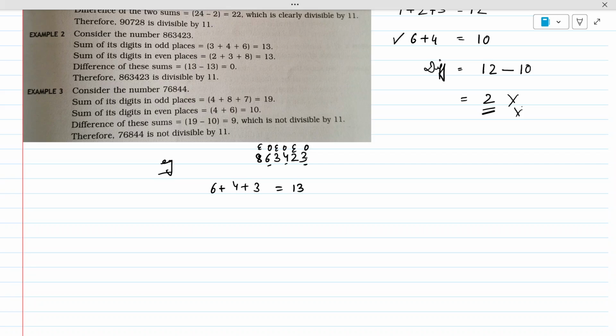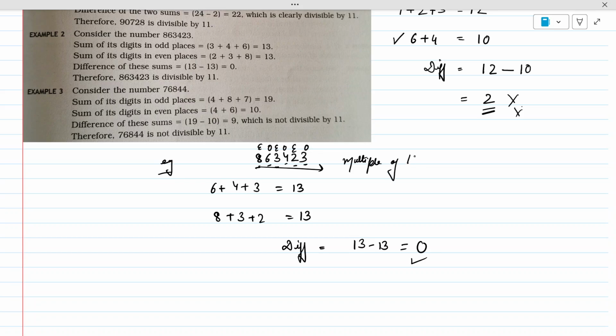And now we are going to find the sum of the digits at even places. So this is 8 plus 3 plus 2. This is 13 again. Now what we are going to do? We are going to find the difference of these two. 13 minus 13, which will give us 0. And we know that if this difference is 0 or a multiple of 11, then that number is also a multiple of 11. So since it is 0, that means this complete number is a multiple of 11.